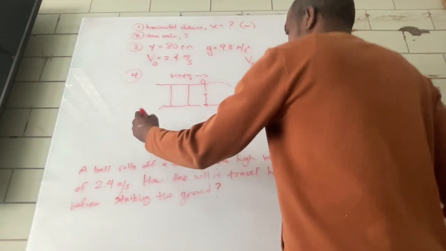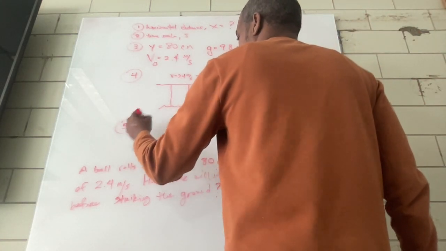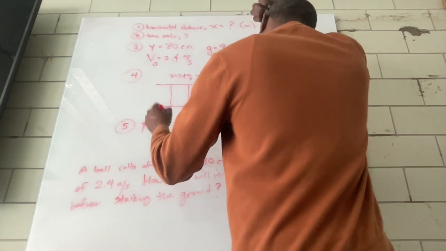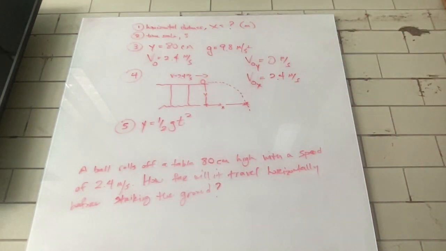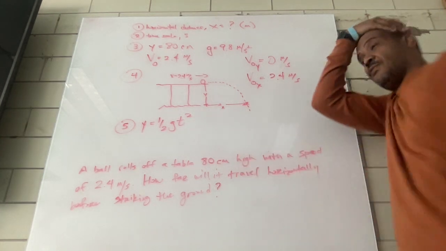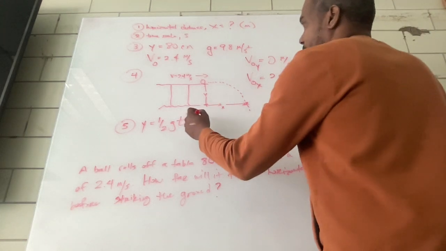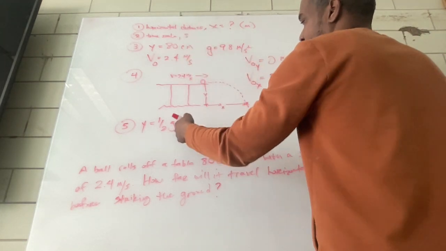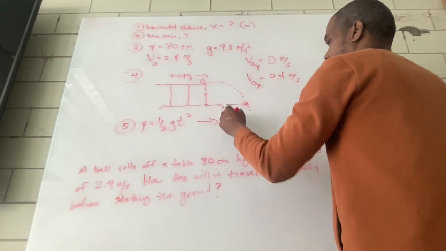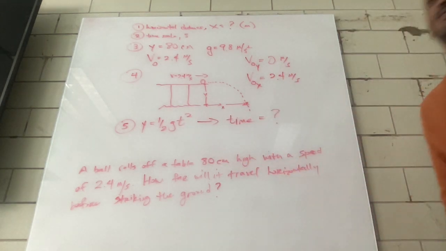Yes. y is equal to 1/2 g t squared. And we can rearrange this equation for what? Time, right? We know everything. We know what the y is, 80 centimeters, and we know what g is, so we can get time from here. Somebody tell me what that time is.